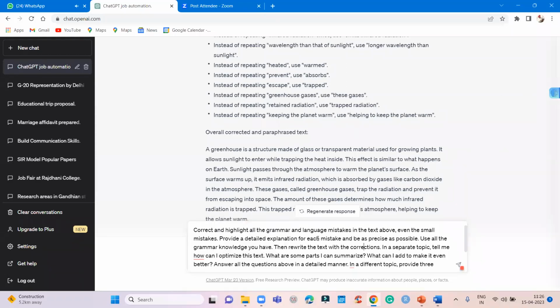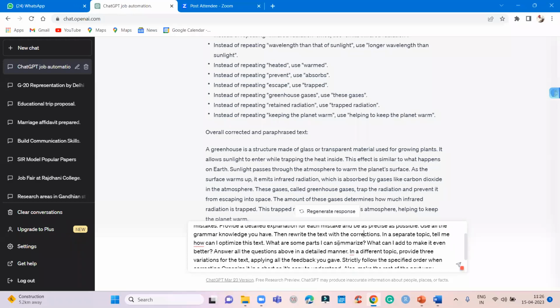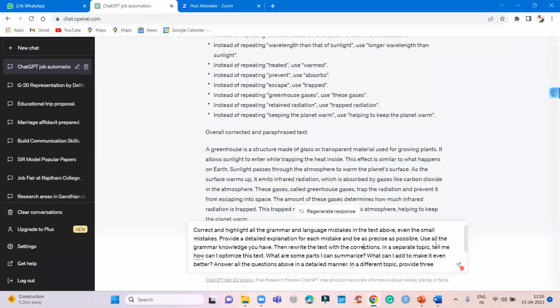I'll remove this. Provide a detailed explanation for each mistake and be as precise as possible. Use all the grammar knowledge you have and rewrite the text with corrections. In a separate topic, tell me how I can optimize this text. What are some parts I can summarize? What can I add to make it even better? Answer all questions above in a detailed manner. In a different topic, provide 3 variations of the text, applying all the feedback you gave. Strictly follow the specified order when correcting. Organize it in a chart so it is easy.